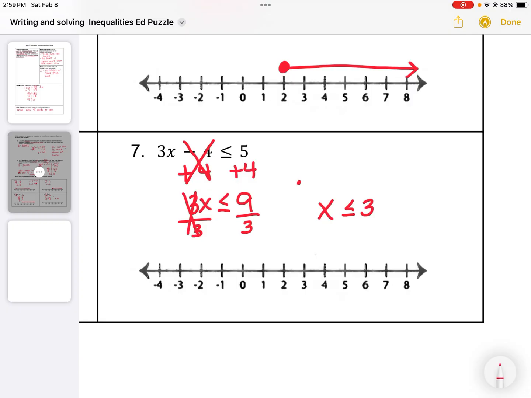When I'm looking to graph this on my number line, my symbol is a less than or equal to sign. Because it is an equal to sign, that tells me it's going to be a closed circle above the number 3. Because it is a less than sign, I want my arrow to point to all of the numbers less than the number 3. So my arrow should point to the right, the left. My apologies.